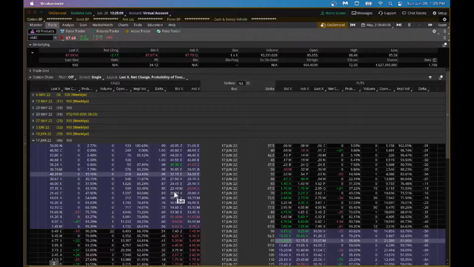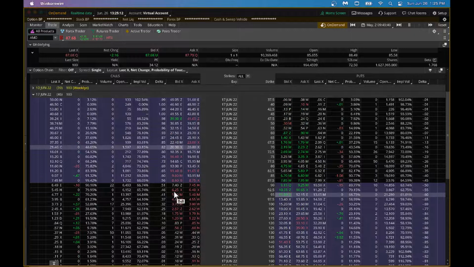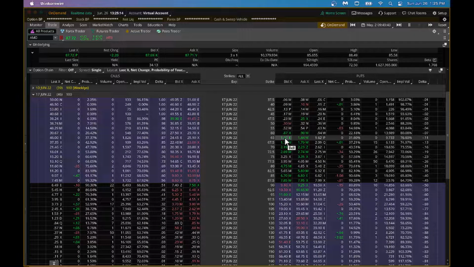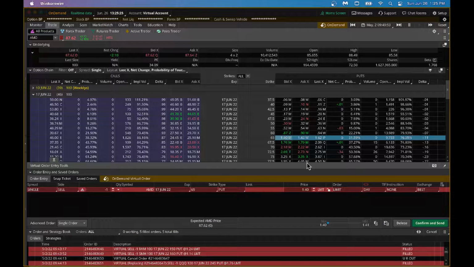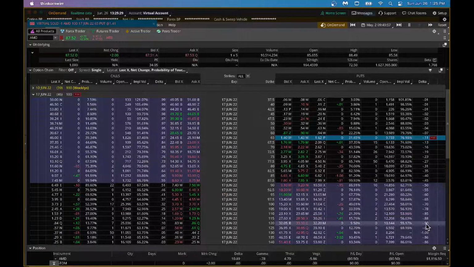I would sell some put options right here, and I would say let's go 65. I'm pretty comfortable. Nice volume here. Probability of touch is around 31%. No problem. I would just sell a put option right here, collect $1.40 and go from there. And you could also do a similar thing.